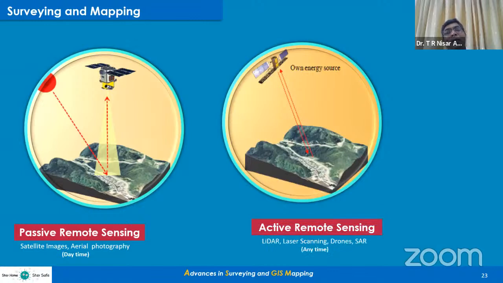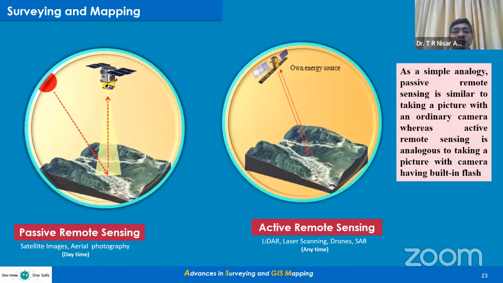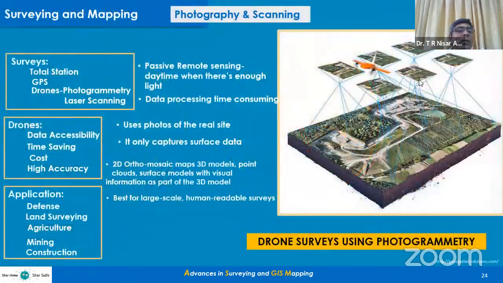Whereas now, we have a lot of active remote sensing sensors available, which can sense data irrespective of the time, at any time. The popular ones are sensors like LiDAR, land scanning, and drones. When we first talk about drone surveys using aerial photography, different high resolution photographs are taken from the drones, onboard with GPS and all. The individual photographs are stitched or mosaicked together to get seamless images.